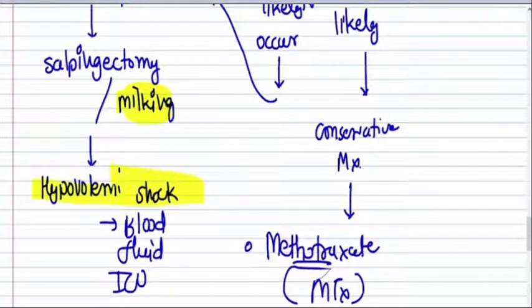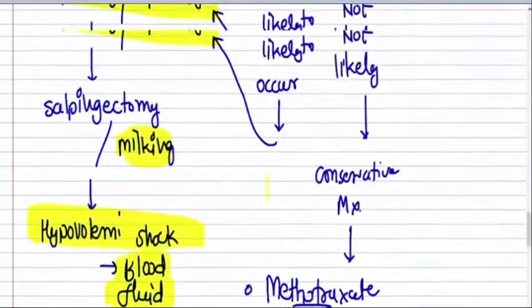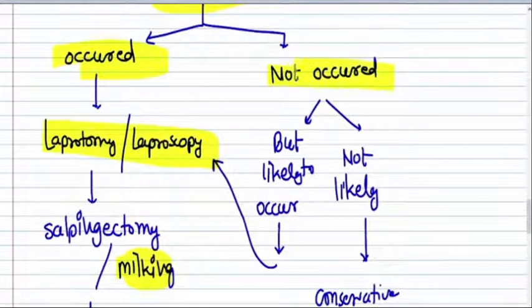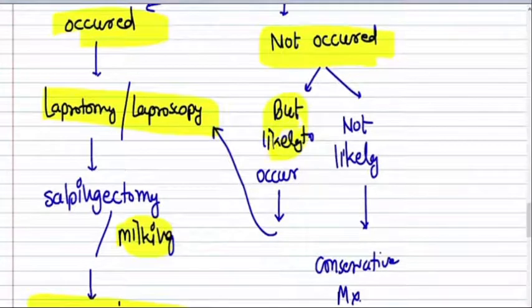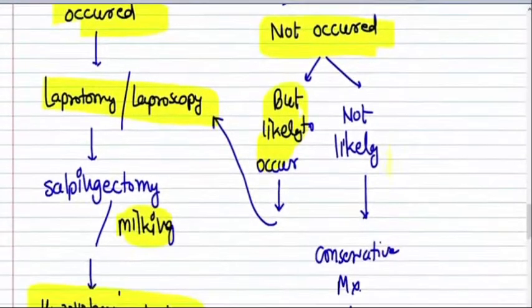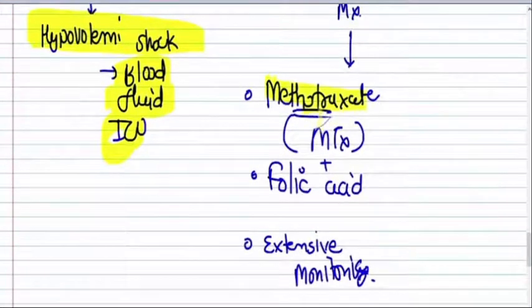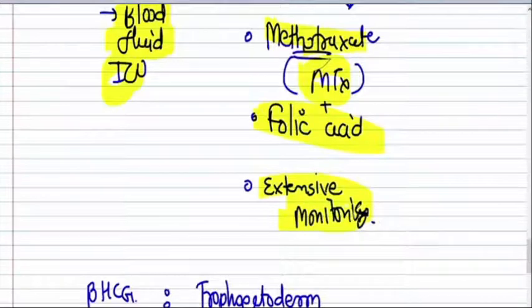If hypovolemic shock is there, then it can be managed with blood products, fluids, and routine ICU management. If tubal rupture has not occurred, but you think it is likely to occur and it cannot be medically managed, then you can again go for laparotomy or laparoscopy. If you think the ectopic pregnancy can be managed conservatively with methotrexate and folic acid, you can go for medical management too. Medical management is done with methotrexate along with folic acid, and extensive monitoring for tubal rupture should be done.